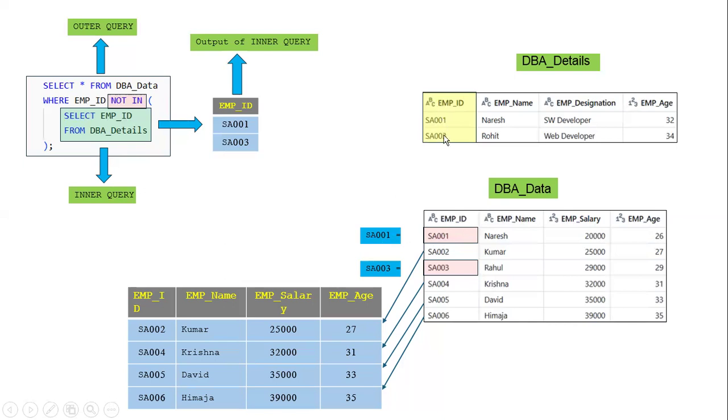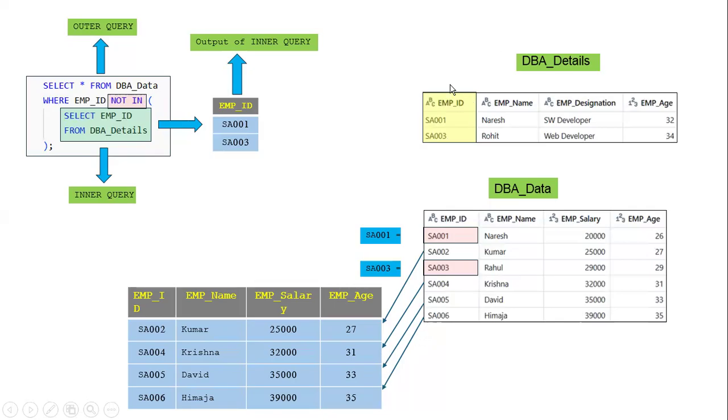Next, I'm going to check SA003. First I compare here, not matching. Then it goes to the second record, this also is not matching. Then it comes here, and here a matching record is there. So SA001 and SA003, in this particular table we have 2 common records. And the non-common records, which are not matching, those rows we are getting in the output.